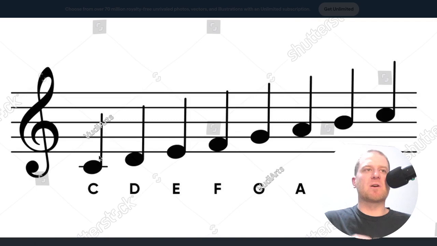This symbol here is known as a crotchet if you're in the Commonwealth: Australia, the UK, Canada, New Zealand. If you're in America, this is known as a quarter note. And this is held for 1 beat. That's what the symbol means.